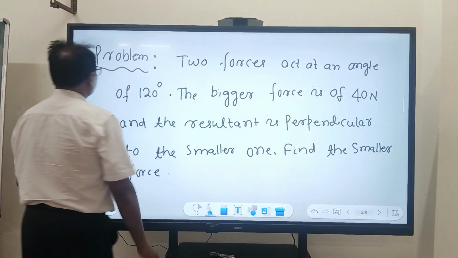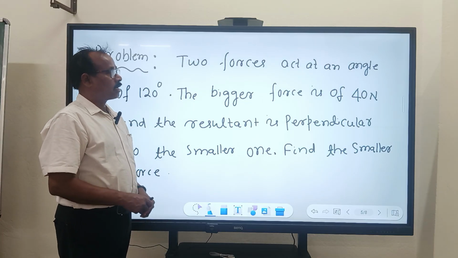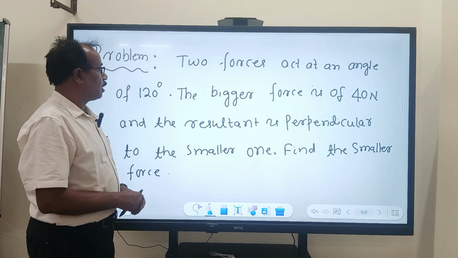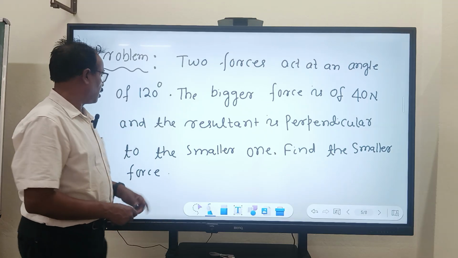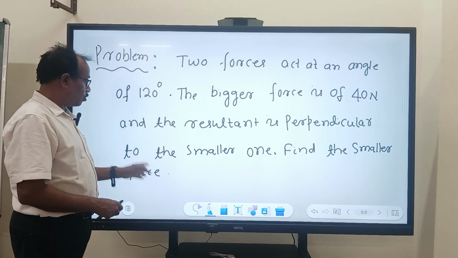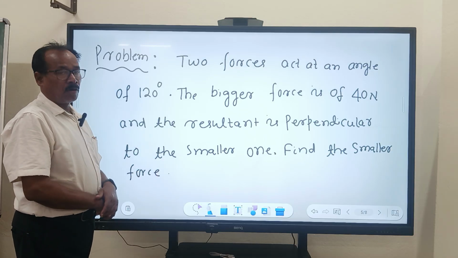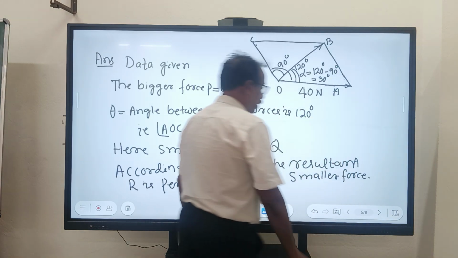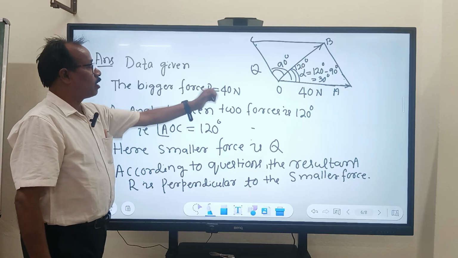Now another problem. Two forces act at an angle of 120 degree. The bigger force is 40 Newton and the resultant is perpendicular to the smaller one. Find the smaller force. Now, data given: the bigger force P is equal to 40 Newton.